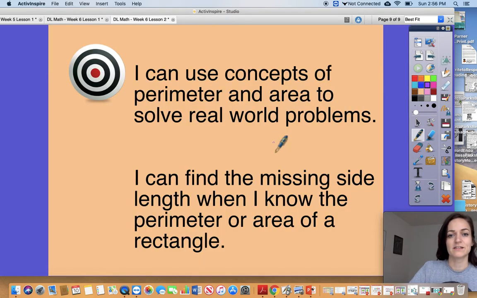All right, so in this lesson, you could use concepts of perimeter and area to solve real-world problems. So we did just a couple examples. I'll have you do some more in your homework. But then you can also find the missing side length when you know the perimeter or the area of a rectangle. Let me know if you're still having problems with this or anything like that, and I'm here to help you.